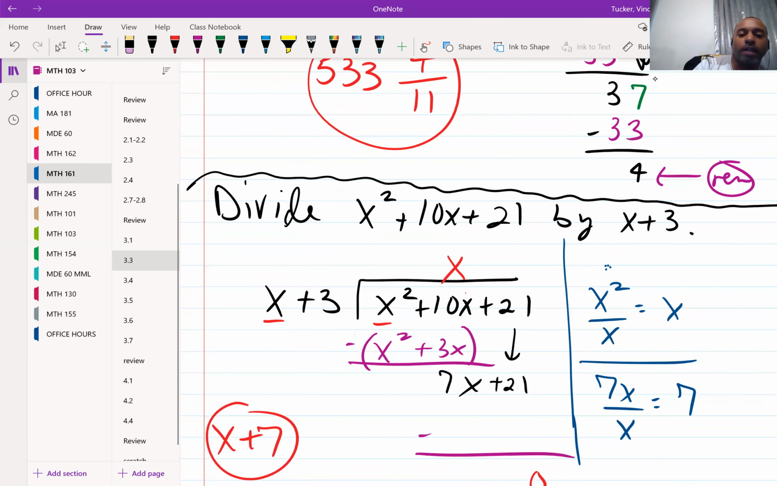So you're going to subtract both terms. x squared minus x squared is supposed to happen. That's what we need. That's why we did this, so that x squared can cancel. Then 10x minus 3x gives us 7x.